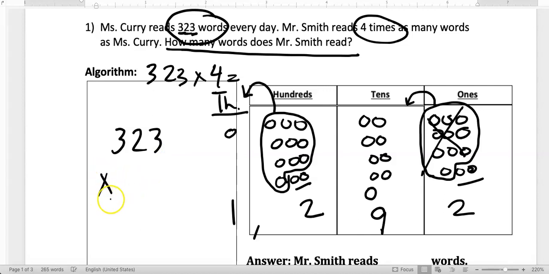My operation symbol right there, times 4. Those are 4 ones going in the ones place. I'm going to start out here in this ones place. 4 times 3 is 12. Just like I did over here in the place value chart, my 2 ones stay there. But what do I do with that 10, right? I bring that 10 over to the tens place. So that 1 is over up top on the top of the tens place.